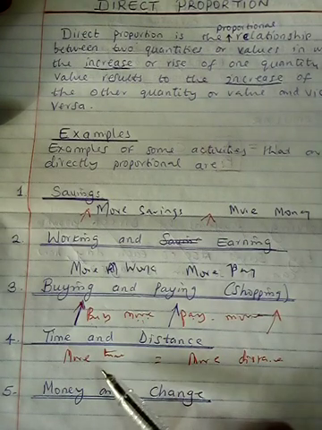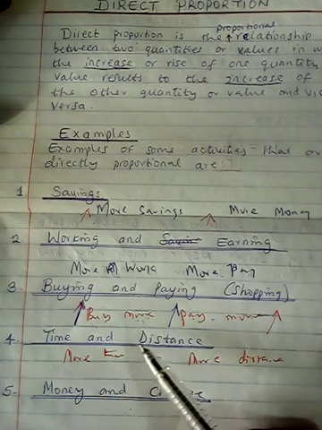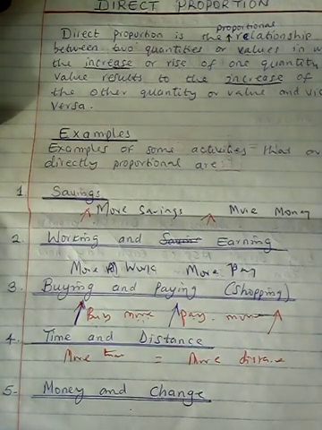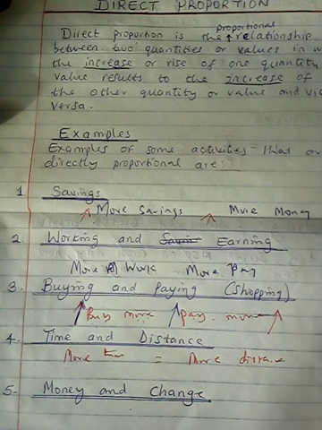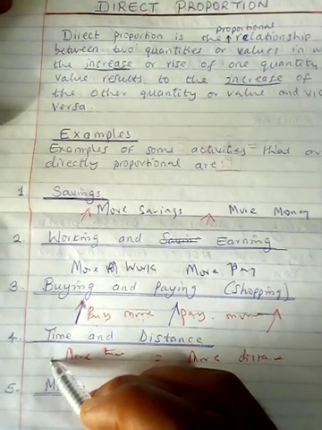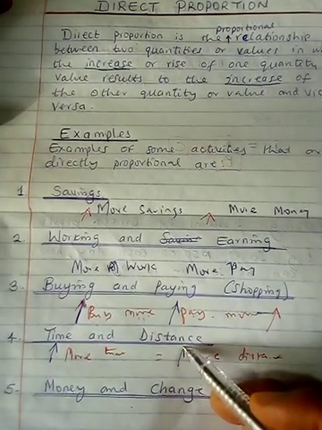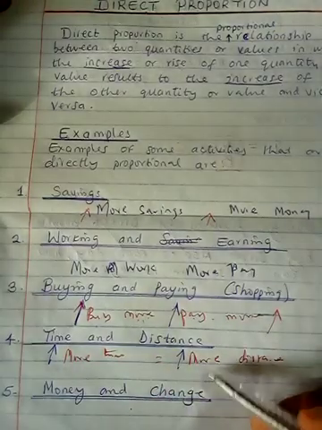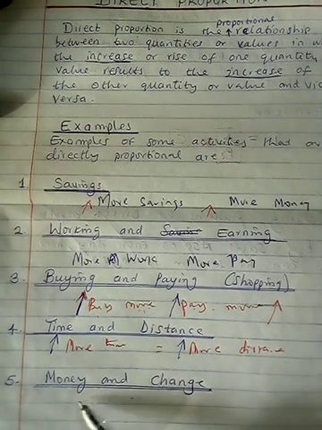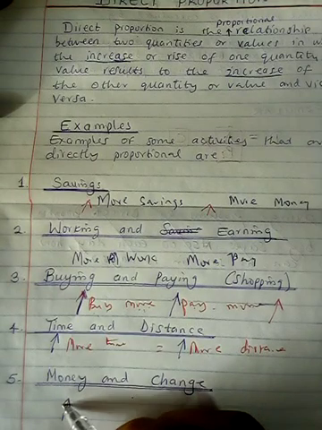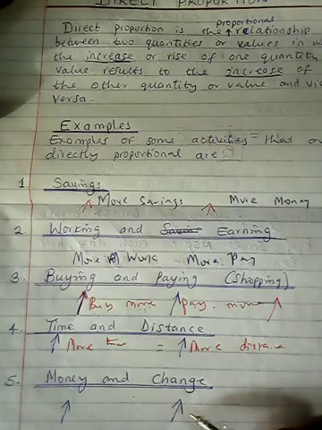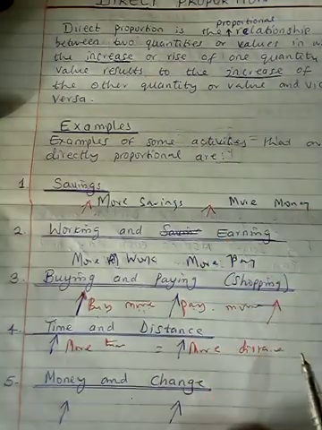Another example is also found in time and distance. How does that happen? You know that more time is equal to what? More distance. So the more time you travel, the more distance you cover. So when the time of the journey increases, the distance you cover also increases. And when the time decreases, the distance you cover also decreases. And the last example here is money and change. The more money you have to change, the more change you have. So that is how direct proportion can be exemplified in real life.